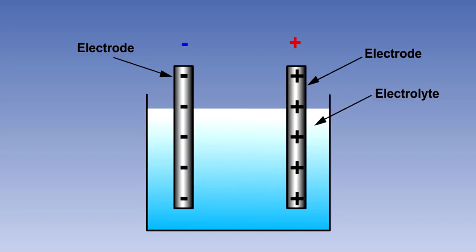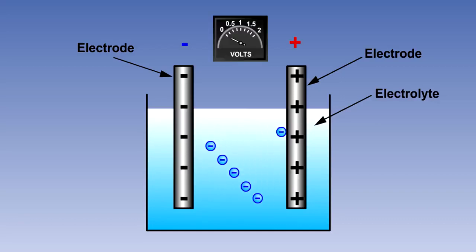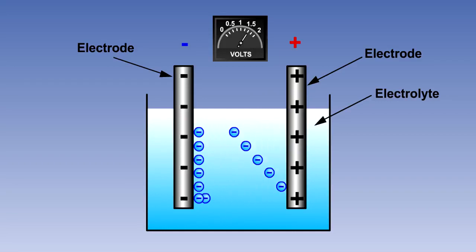A primary cell consists of two electrodes, immersed in a chemical called an electrolyte. The electrolyte encourages electron transfer between the electrodes until there is a potential difference between them. When the electron transfer ceases, the cell is fully charged, and the potential difference is approximately 1.5 volts between the two electrodes.